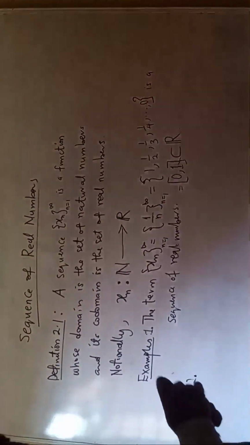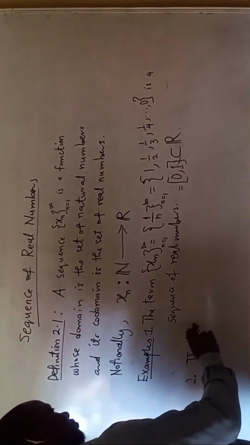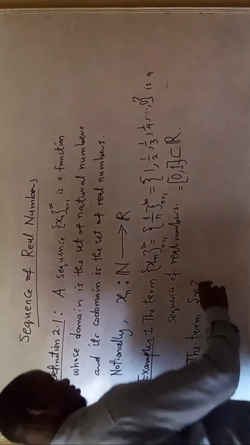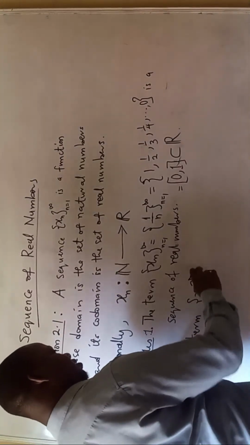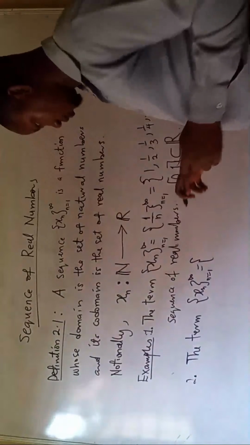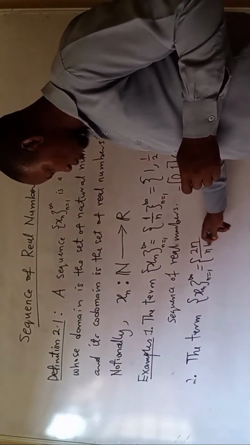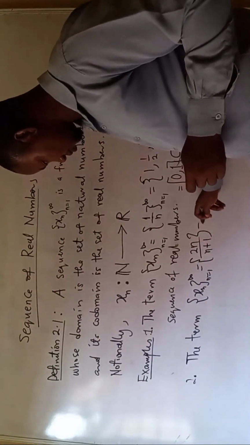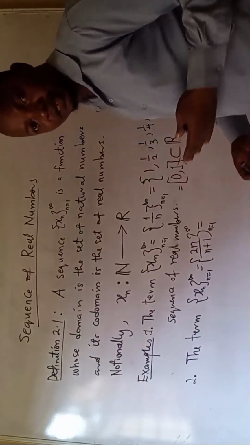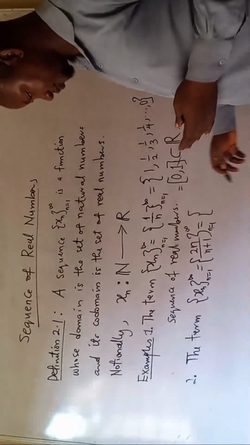All right, thank you. So example 2. The term xn equal to 2n over n plus 1, where n starts from 1 to infinity. Again, this time, we want to see whether it's a sequence of real numbers.